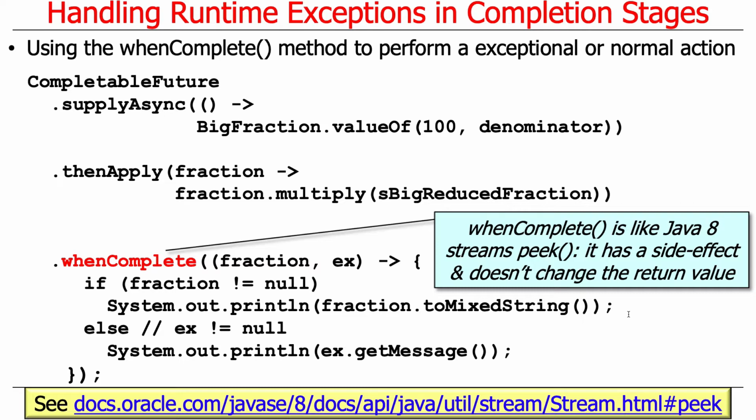And so in some sense, it's a little bit like the Java 8 streams peek method, where peek is a method that can be used to give you some information about what's going on in a stream without changing anything. It's usually used for logging or debugging or something like that. So whenComplete's a little bit different from the other two methods. It can't change the result.